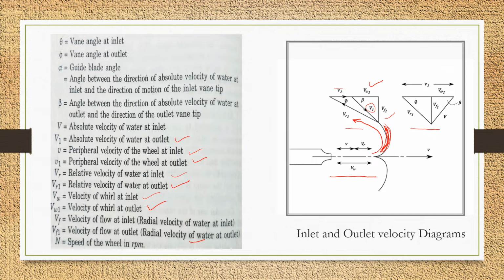Here the absolute velocity of water at the inlet, capital V, is not shown, but this capital V is nothing but equal to VW1. It is the same as capital V, because here the velocity of flow at the inlet is equal to 0, because there is no vertical component of this capital V. So this is how the inlet and outlet velocity triangles are explained.